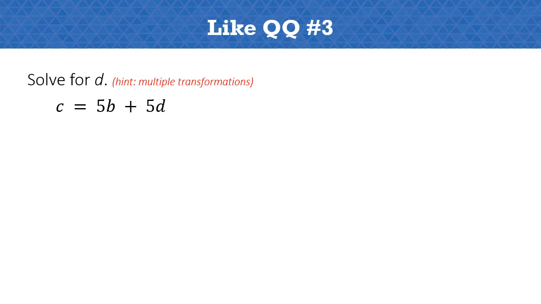All right, so looking at quiz question number 3. Our ultimate goal, we want to get d by itself. After quiz question number 2, this one's kind of a nice one. We have c is equal to 5b plus 5d. There's nothing we can distribute, nothing we can simplify. So let's undo any addition or subtraction. This is a positive 5b, so we'll subtract 5b from both sides of the equal sign.